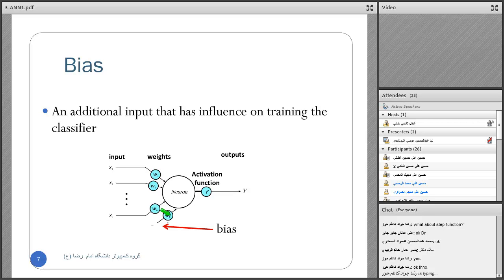Okay, the question is, why do we use this bias? Why do we need it? We use bias to accelerate the training. We will talk about the training in the next slides. The bias has influence on the training, and it helps the neural network to have a faster training.